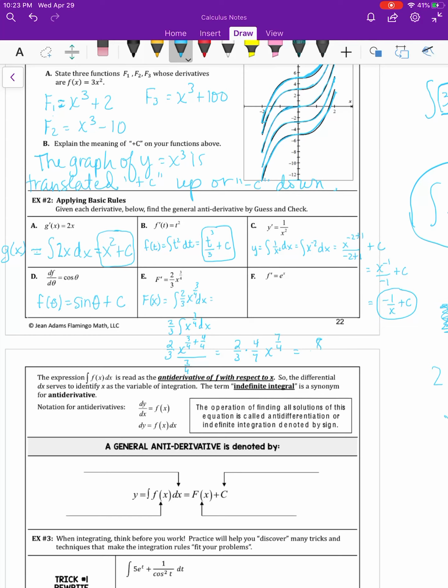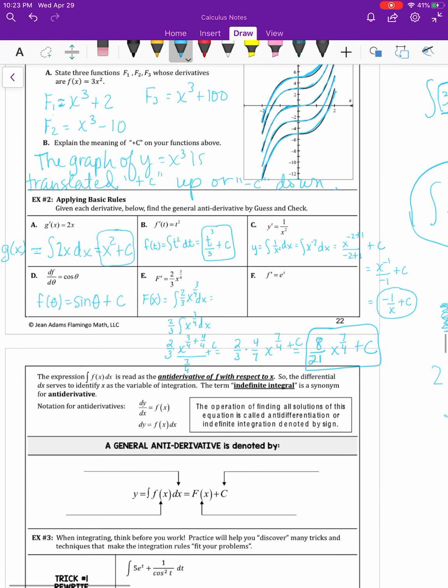I wanted to put x to the 7/4. And so this would be 8 over 21 x to the 7/4 plus c. I guess I should have put my plus c in there a couple of times. But that one is going to be your antiderivative.